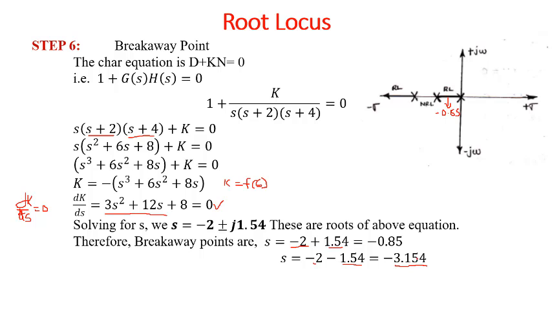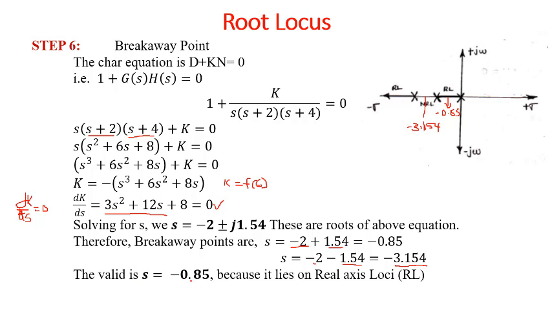What about minus 3.154? This is 2, this is 4, so obviously it is going to lie somewhere here. I am taking roughly, it will be lying in this zone, that is minus 3.154. From visualization, from seeing through this problem, we can get to know that out of these two breakaway points, one point is going to lie on a root locus line, another point is going to lie on a non-root locus line or NRL. The point which lies on the real axis locus or root locus line is called the valid breakaway point.